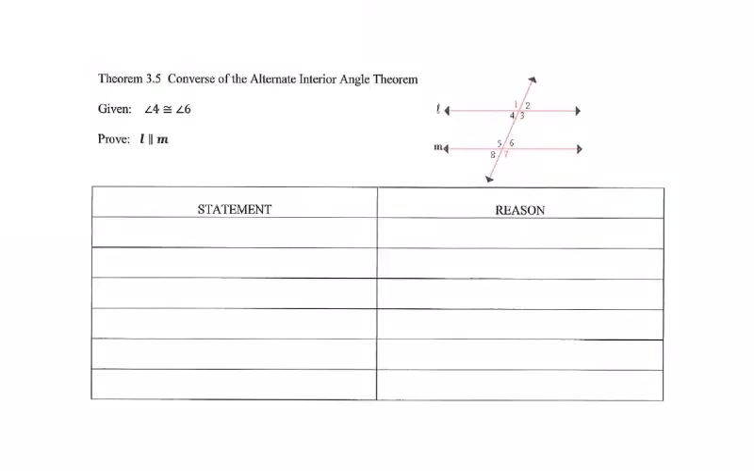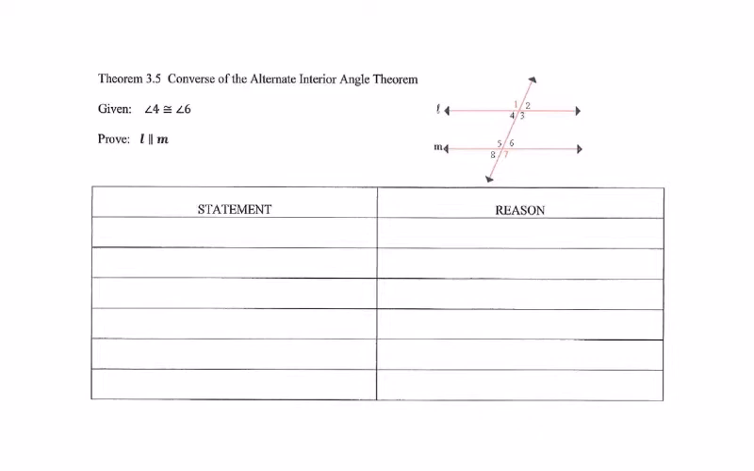So we're going to prove theorem 3-4 later in the course. So now we're going to accept it as true, and we're going to need it to prove some of these other theorems. So we'll start out with proving theorem 3-5, converse of alternate interior angles theorem.